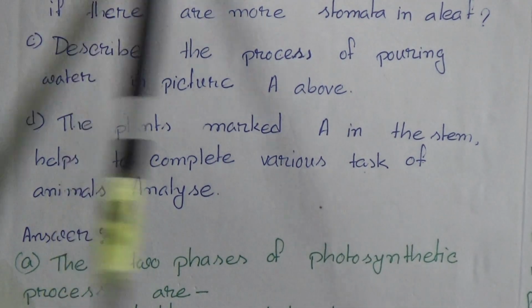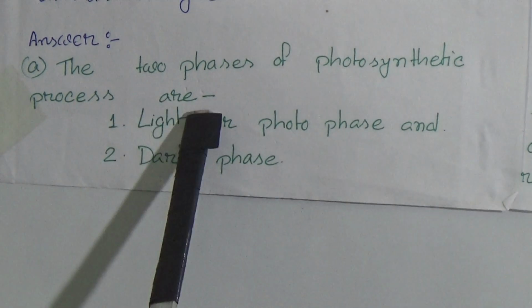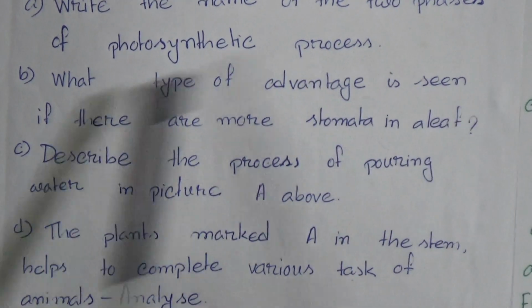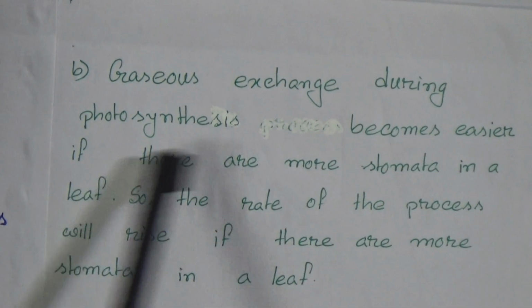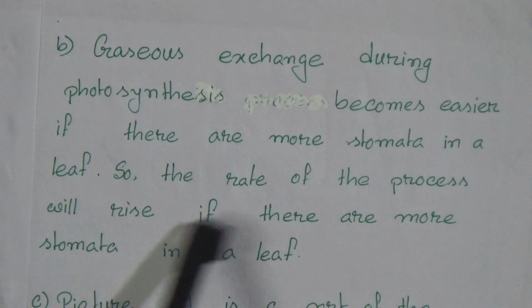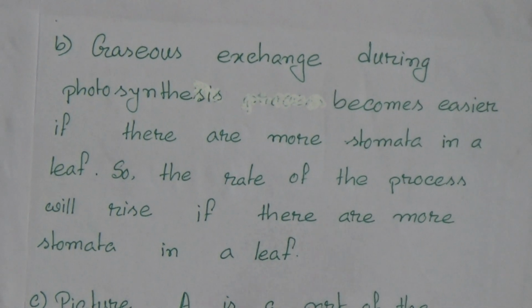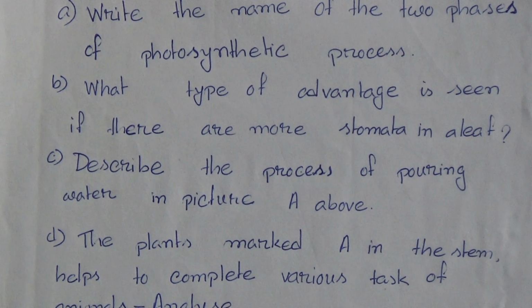Now the answer. Write the names of the two phases of the photosynthetic process. Answer: the two phases of the photosynthetic process are the light phase, or photochemical phase, and the dark phase. B. What type of advantage is seen if there are more stomata in a leaf? Gaseous exchange during photosynthesis becomes easier if there are more stomata in a leaf. So the rate of the process will rise. If a leaf has more stomata, the photosynthesis process will be easier and faster.